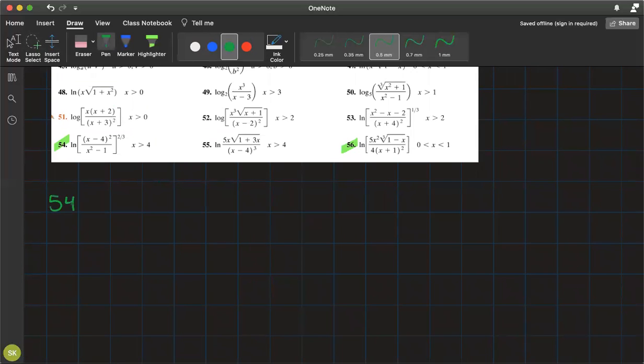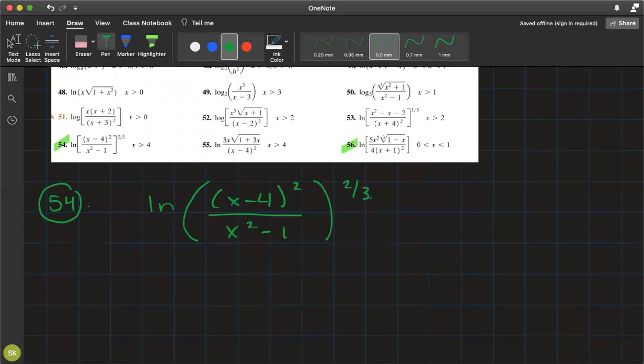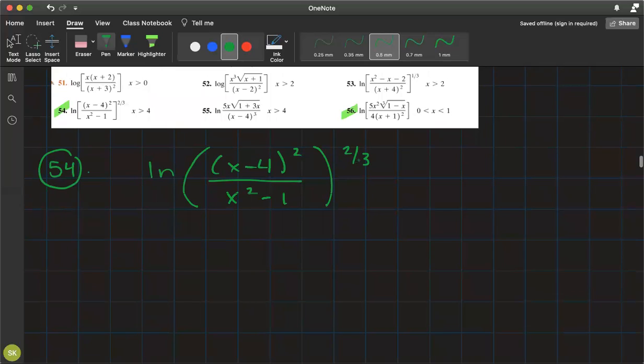So 54 is the ln of x minus 4 squared over x squared minus 1 to the 2/3. So I have a lot going on in this problem. Maybe pause the video and try to solve it on your own and then come back and see if you get the same answer. So the first thing I would do is, because I have this 2/3 on the outside, I would pull it in the front. So this is equal to 2/3 ln of x minus 4 squared over x squared minus 1.